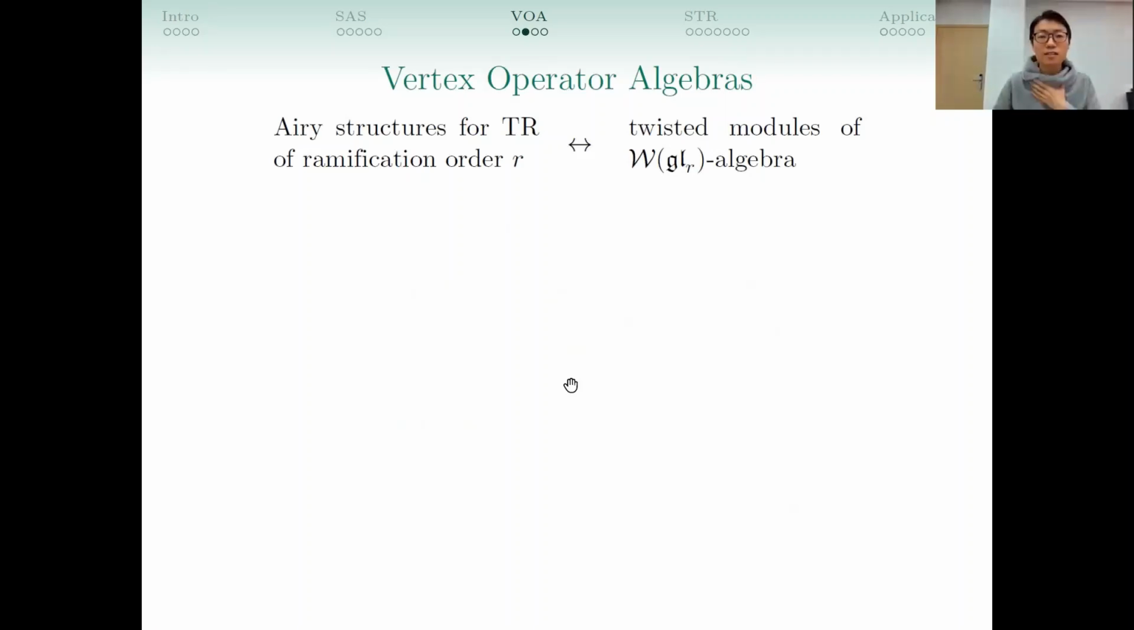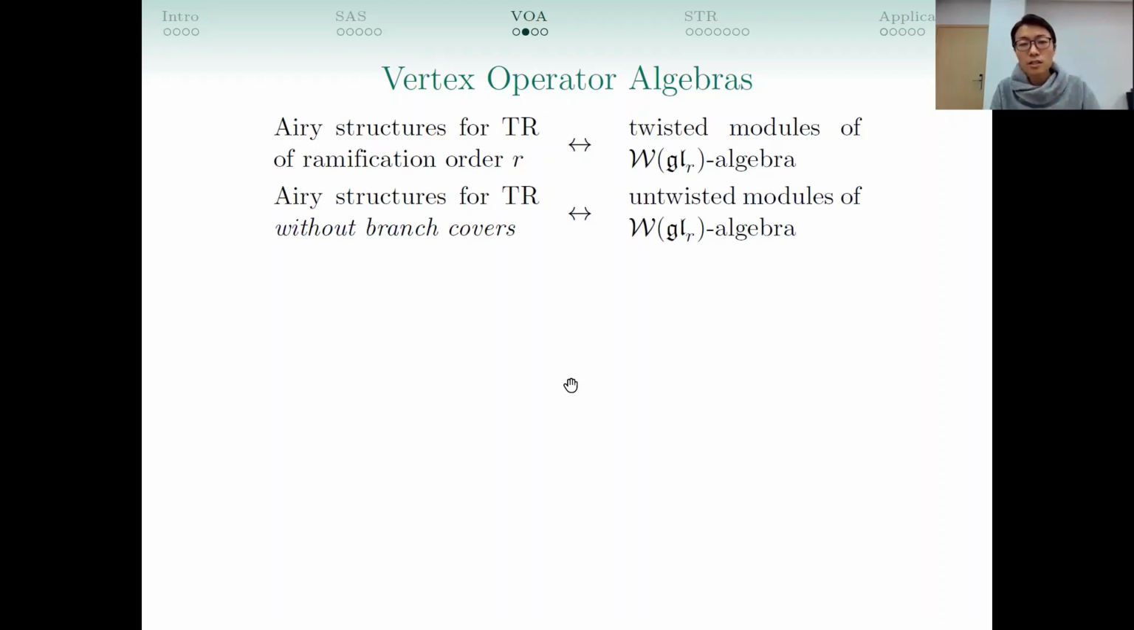So we actually have a very nice guidance from the relation between the topological recursion and W algebra. It turns out area structures related to topological recursion of ramification order R can be constructed by twisted modules of WGL algebra. And recently, it turns out you can also construct area structure related to topological recursion, so-called without branch covers. And this has a relation: area structures can be constructed in terms of untwisted modules of W algebra. And today I'm going to focus on the supersymmetric generalization of when R is 2. So it's just a simple ramification, and so the W algebra just reduces down to Virasoro algebra.